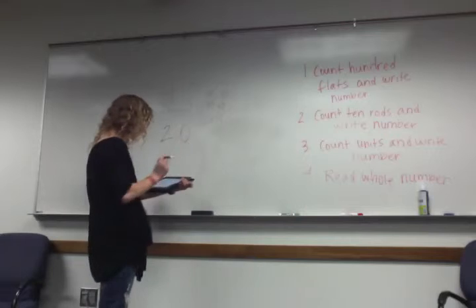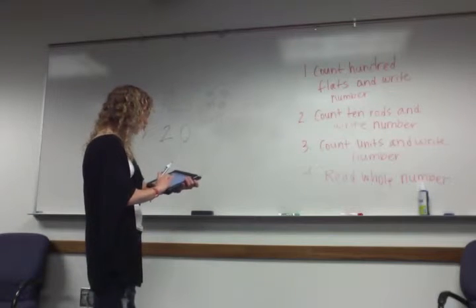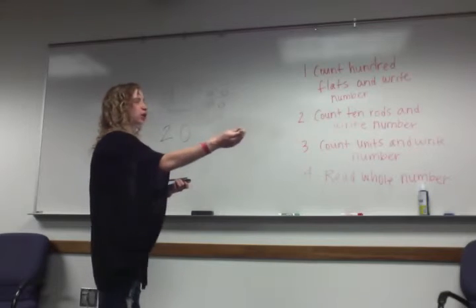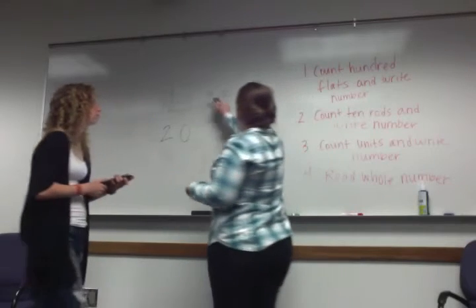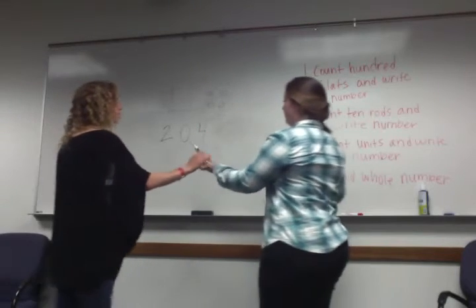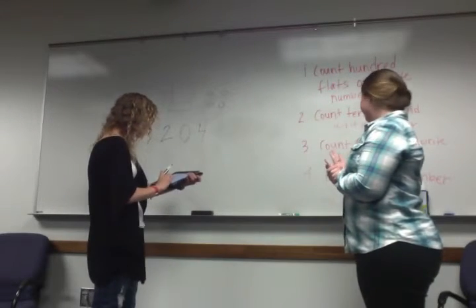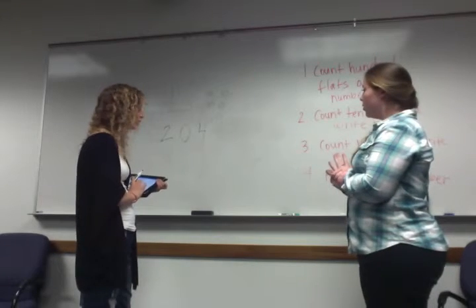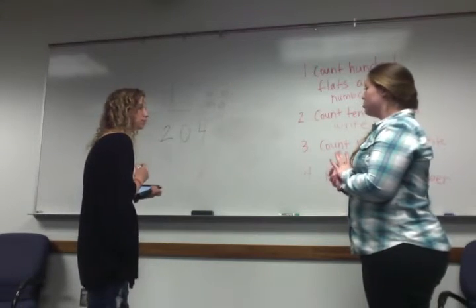Okay, and what is our third step, Maggie? Count the units and write the number. Perfect. Can you come do that on the board? 1, 2, 3, 4. Great job. So Maggie counted the units and then she wrote the number down. All right, and Maggie, what is the fourth and final step? You read the whole number. Can you go ahead and read that, please? 204. Excellent reading.